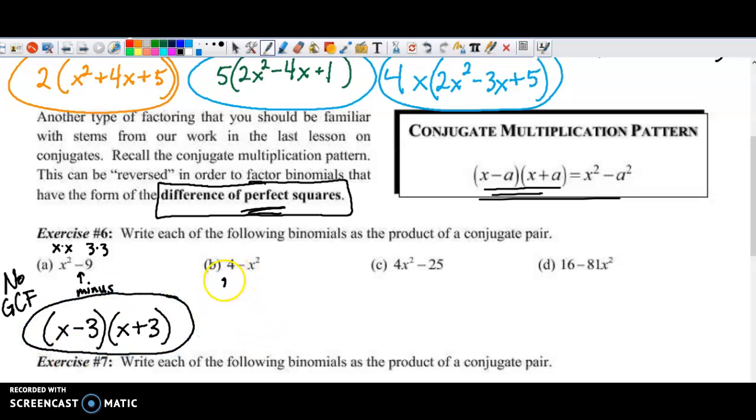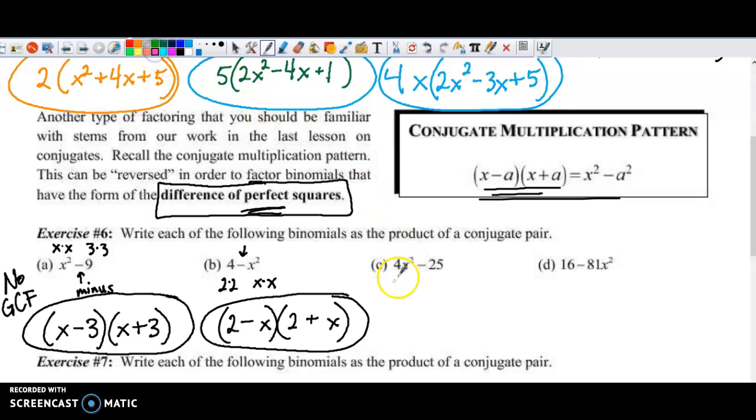So again, sometimes what I'll do is I'll point out that there's no greatest common factor, but then sometimes I'll just tell students, if it's a minus, which it is, 2 times 2 gives me 4, x times x gives me x squared. To make it negative, make one minus, make one plus.